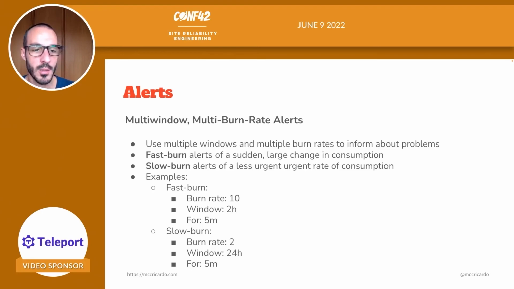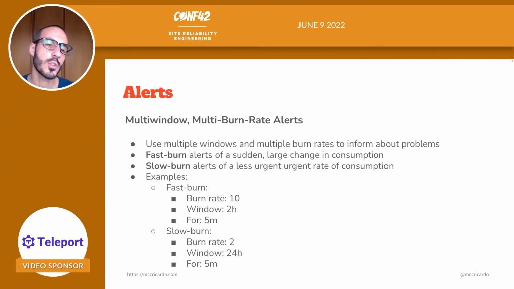So here are a few examples. For fast burn, we could say that for a window of 5 minutes, if the burn rate reaches 10, we want to receive an alert. This would alert us if we had a spike in our error budget consumption. And we would have a similar one that would be slower: we would evaluate a 24-hour window every 5 minutes, and if the burn rate reaches 2, we would receive an alert.